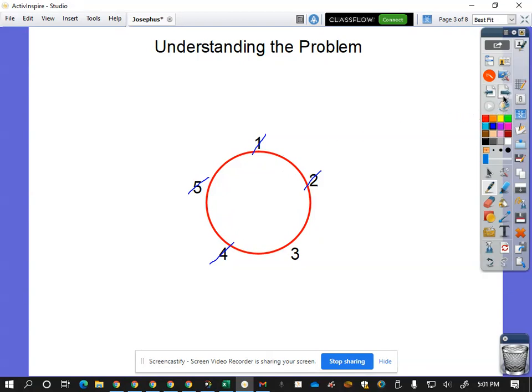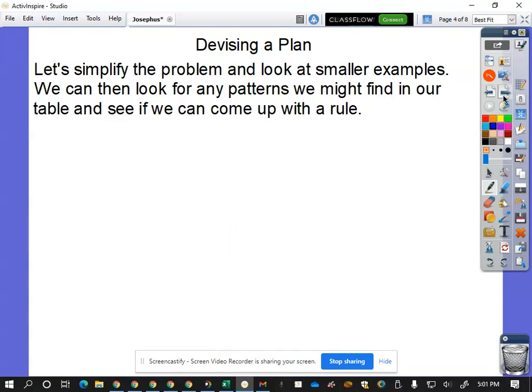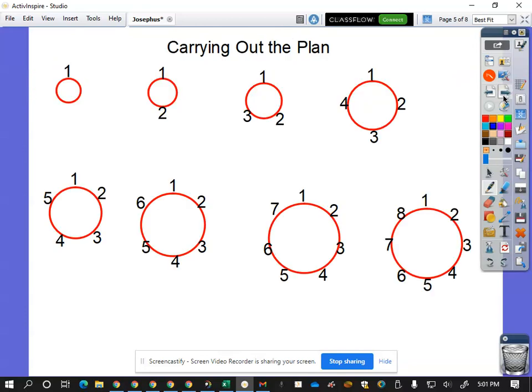Okay, so I think we've got a little bit of an understanding here of what's going on. So let's try to develop a plan. So we can simplify this problem with 41 soldiers and look at smaller examples. We can then look for any patterns that we might find in our table and see if we can come up with a rule. So here I've drawn the first 8 examples.